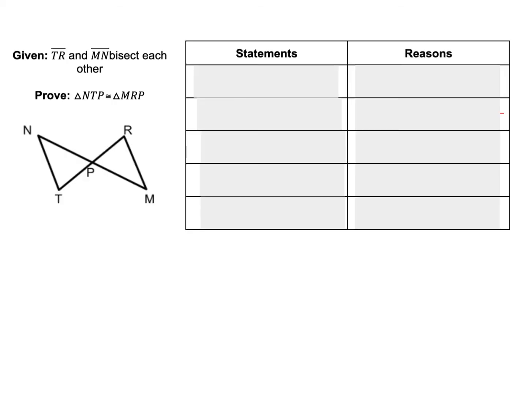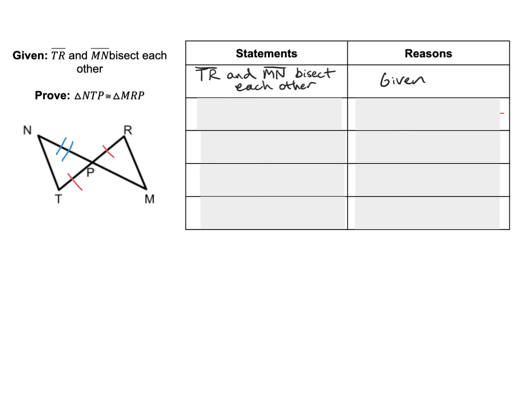So let's take a look at an example of how we would prove this statement using the two-column method. So in this particular proof, we're given that TR and MN, those two line segments, bisect each other. So the first step, as always, is to write down the given in that first statement and reason box. So in this particular case, we're given that these two line segments bisect each other. So TR bisects MN, and MN does the same thing to TR. Bisect means to split into two equal parts. So TR is getting split into two equal parts, and so is MN.